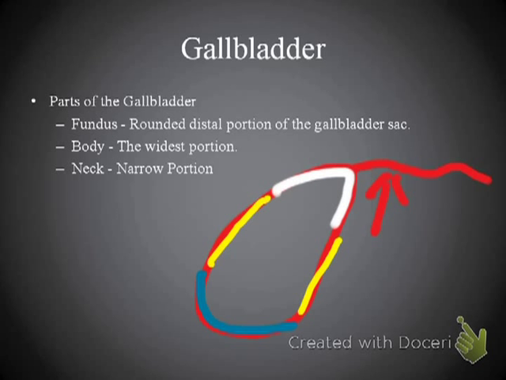So as this says, the fundus is the rounded distal portion of the gallbladder sac, which is this. The body is the widest portion, so as we can see, it's much wider. And the neck is the narrow portion that merges into the cystic duct.